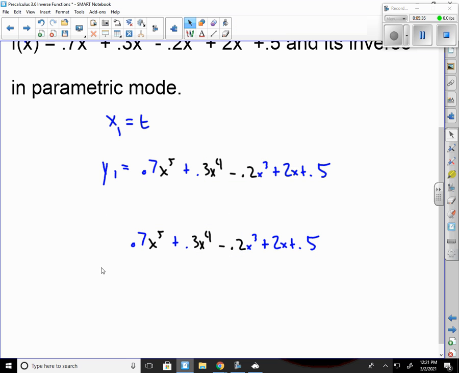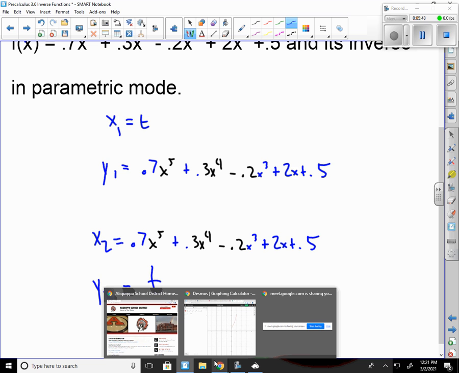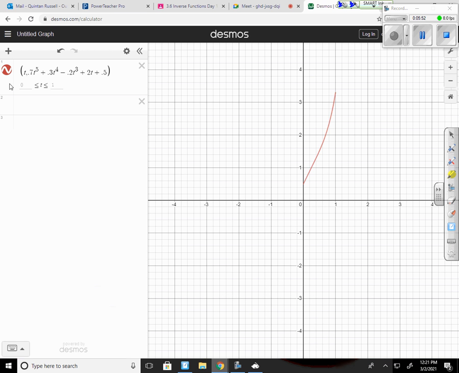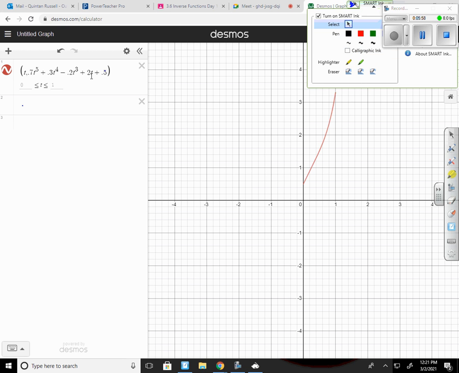I'm going to take this. This is now my x2. And this is y2, if I'm putting it in the graphing calculator. Otherwise, if I'm doing it in Desmos, you don't have to worry about x2 and y2. I just need to put it into my function. And that's where Desmos will actually come into advantage here, because I can copy and paste.